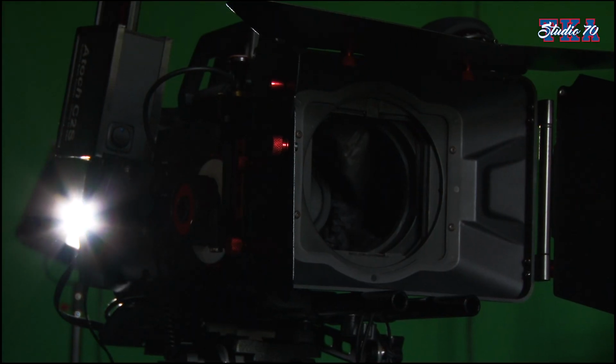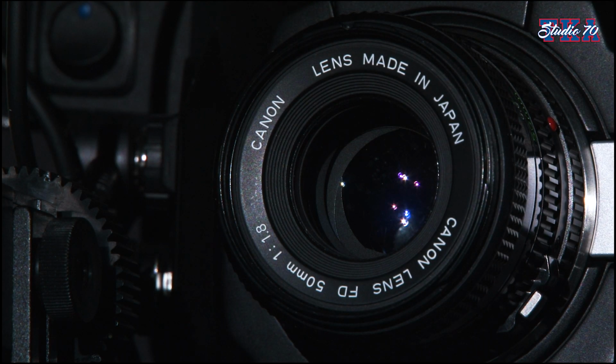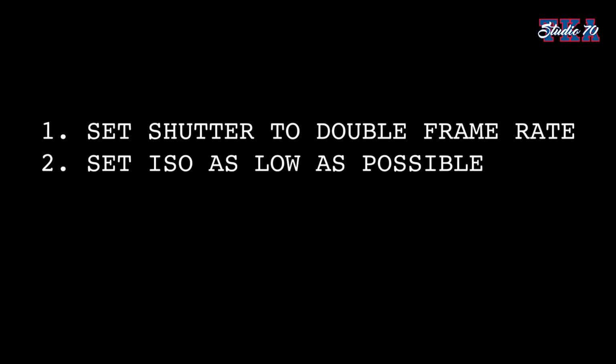So manual exposure is a bit complicated and takes time to get used to. Here's how I would start. 1. Set your shutter speed to double your frame rate. Again, 99% of the time you're going to want natural motion blur. 2. Lower your ISO to its lowest possible value. Generally speaking, you want as little noise as possible in your footage.